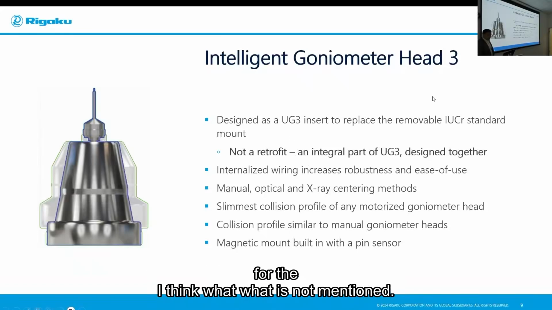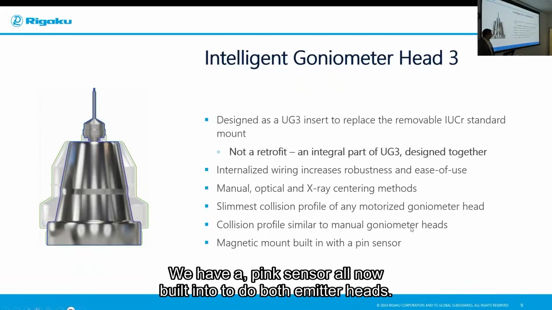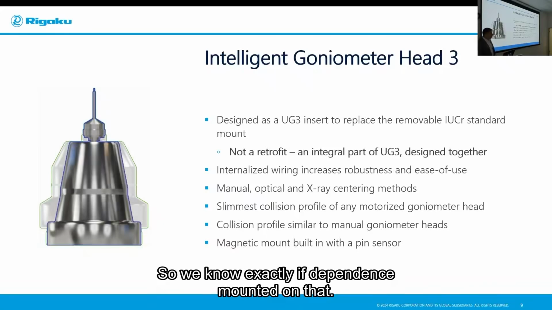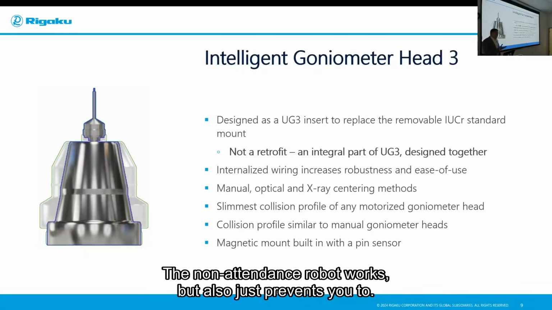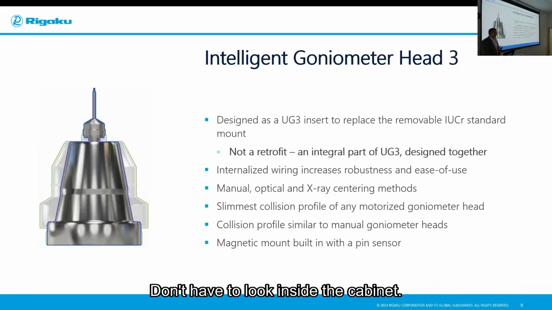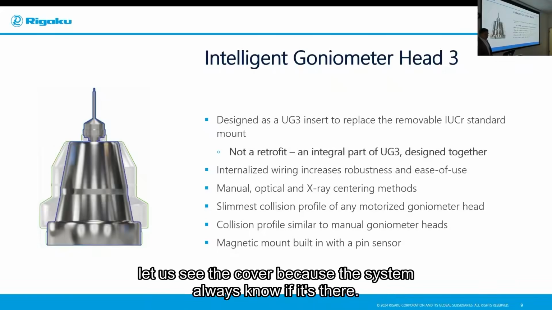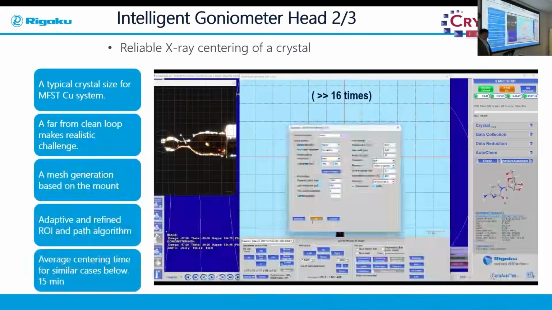I think what is not mentioned when I show one of the groups: we have a pin sensor now built into both goniometer heads, so we know exactly if the pin is mounted or not. That's more important for the unattended robot work, but it also prevents you from having to look inside the cabinet to see whether I left the pin on, because the system always knows if it's there.